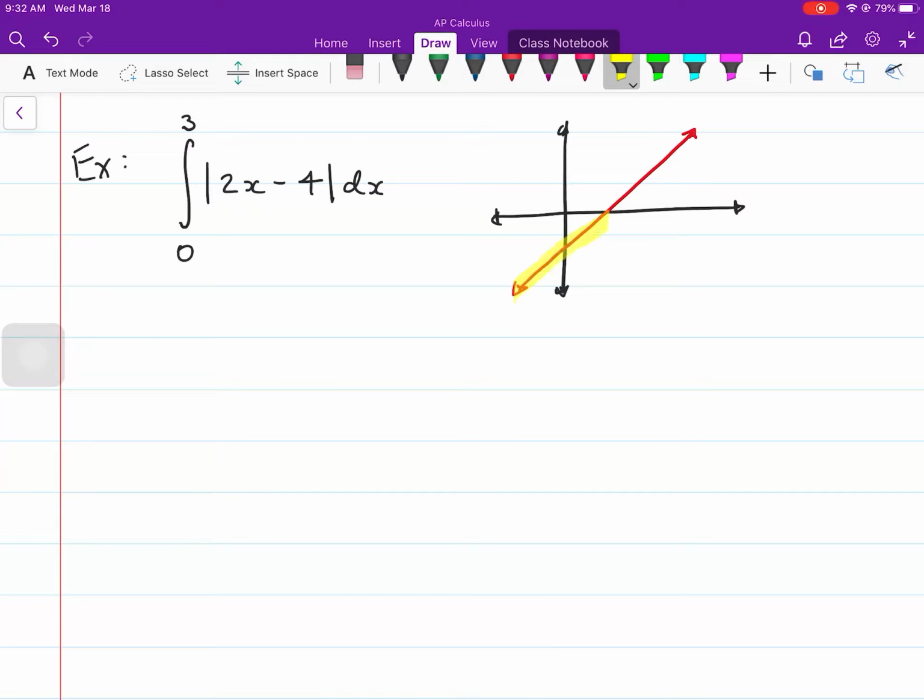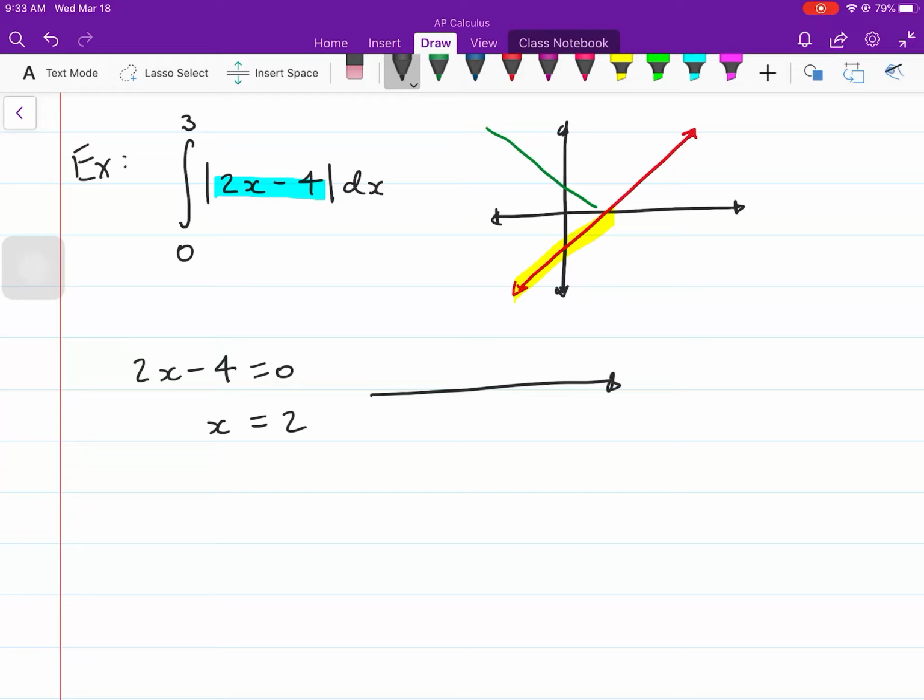So we're going to identify where it is negative right here, and we want to flip that part to make it positive because of the absolute value. And we have to take the absolute value before we do the integral. So what I'm going to do is take the inside function, that 2x minus 4, set it equal to 0 and find my zeros. If it was a quadratic, you'd factor, and you would get that your zero is 2.